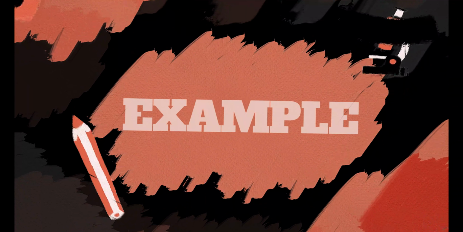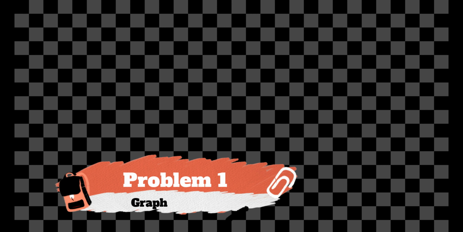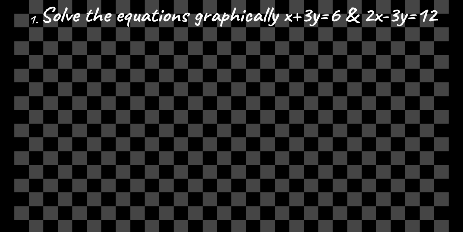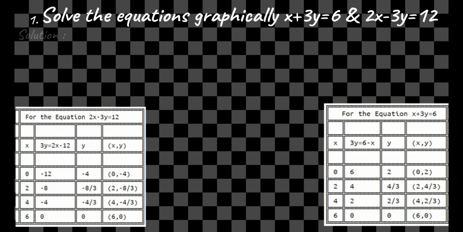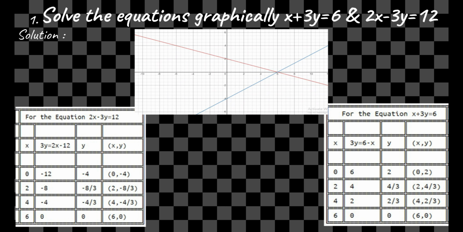Now we will discuss an example problem by the graphical method. Solve the equations graphically: x + 3y = 6 and 2x - 3y = 12. For the equation x + 3y = 6, by taking the values of x as 0, 2, 4, 6 and substituting the values of x in the equation, we get the values of y as 2, 4/3, 2/3 and 0.